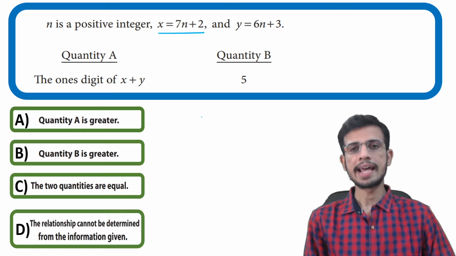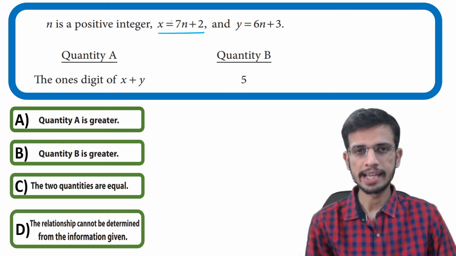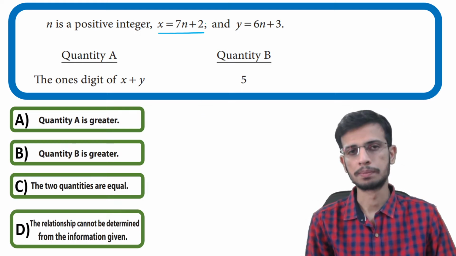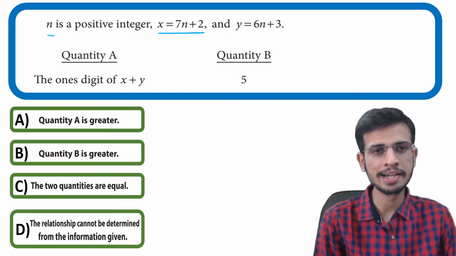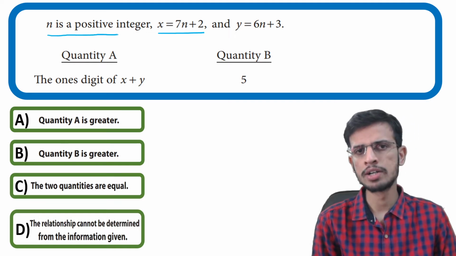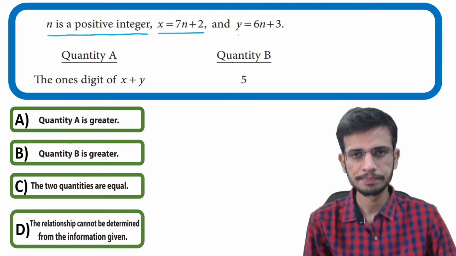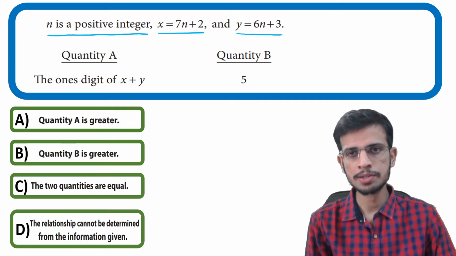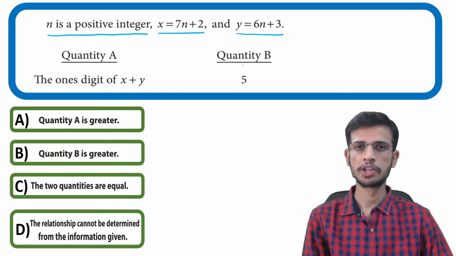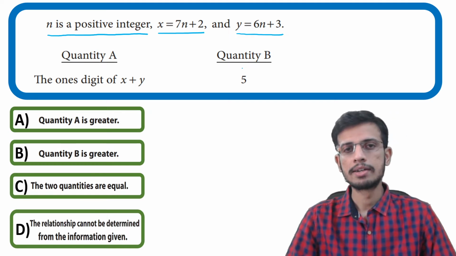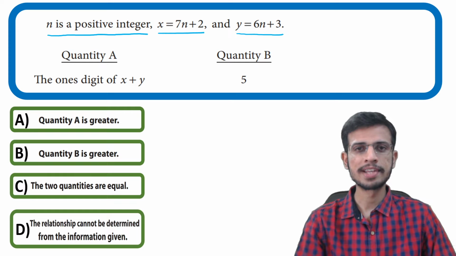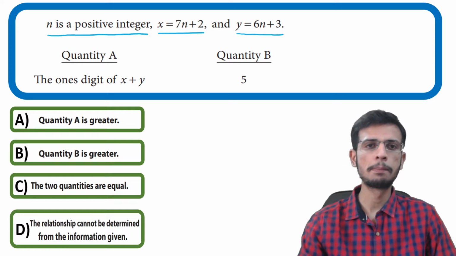They have defined x and y. What is x? X is equal to 7n plus 2. They have mentioned n is a positive integer, so n can be 1, 2, 3, 4, and so on. What is y? Y is equal to 6n plus 3. They have defined values of x and y in terms of n. N is a positive integer.